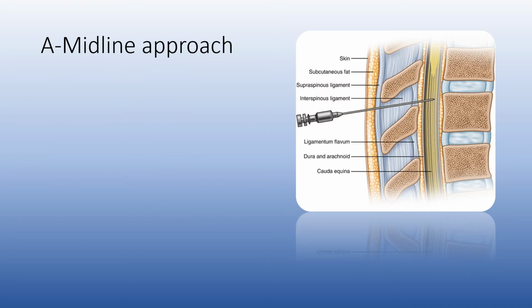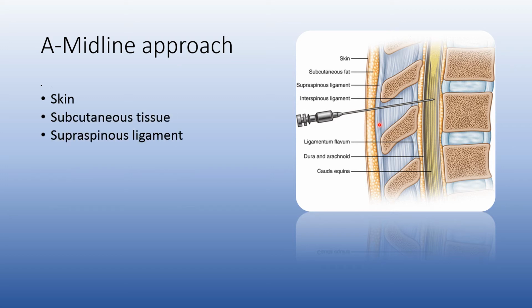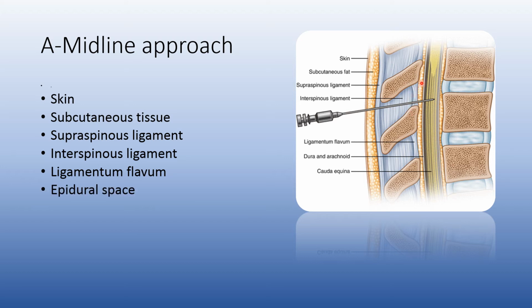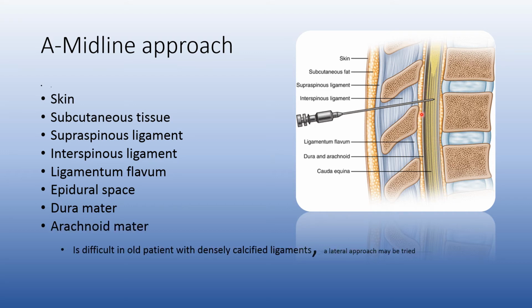We have two approaches for performing the spinal anesthesia. First is the midline approach, in which the needle pierces the skin, then the subcutaneous tissue, then the supraspinous ligament, then the interspinous ligament, then this ligament which is called the ligamentum flavum, then the epidural space, then the dura mater and the arachnoid mater. The space between the dura mater and the arachnoid mater is very small and minimal, so we can consider both as one layer.